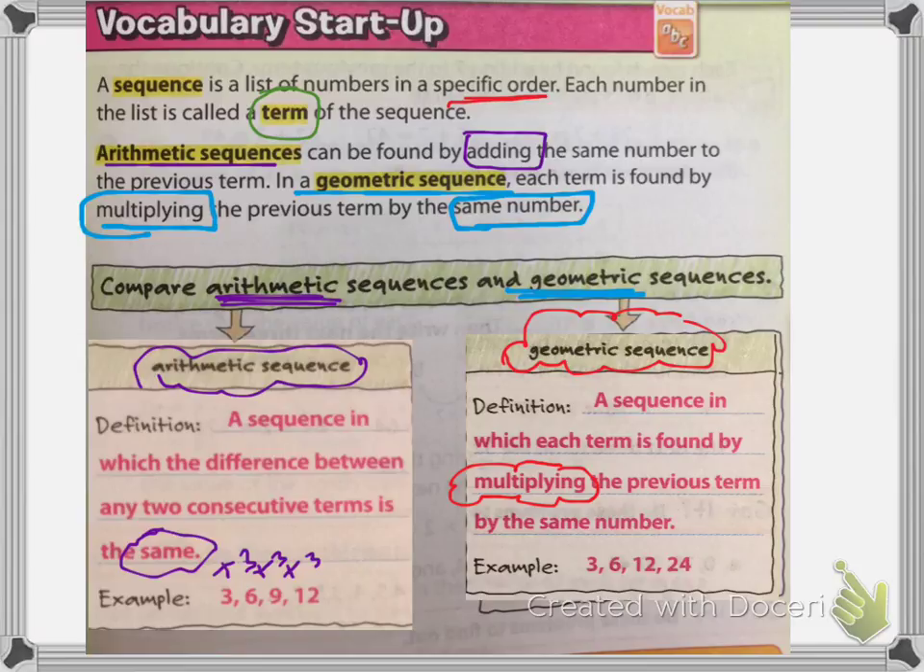Okay, so back to this geometric term here. A sequence in which each term is found by multiplying the previous term by the same number. Same number. Multiplying, okay. So to get from 3 to 6, we need to multiply by 2. To get from 6 to 12, we multiply by 2. To get from 12 to 24, we multiply by 2. So hopefully that makes sense. Basically, the geometric sequence is used with multiplication, and the arithmetic sequence is used with addition.